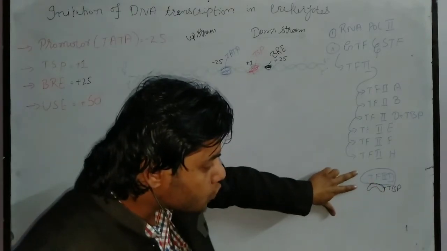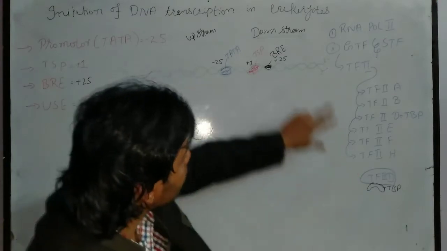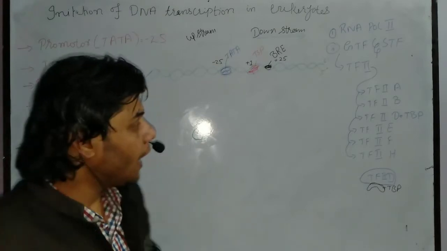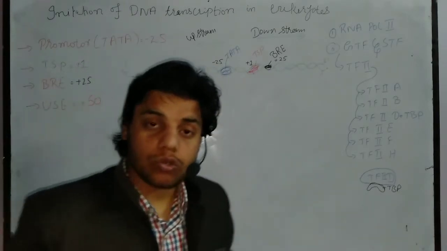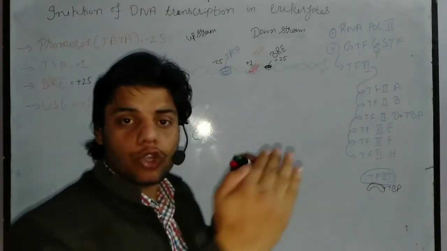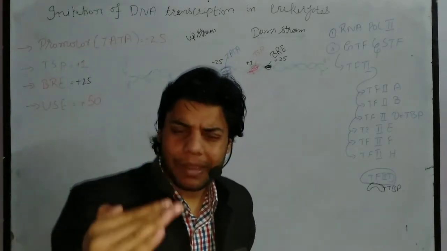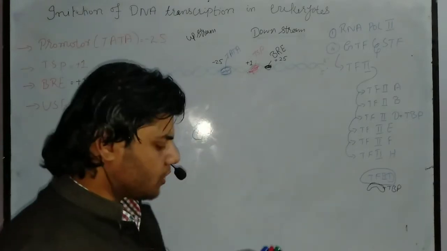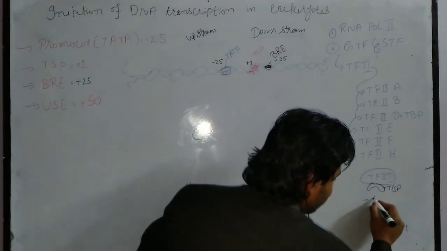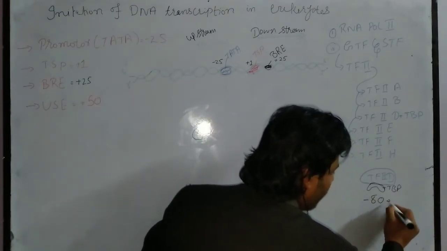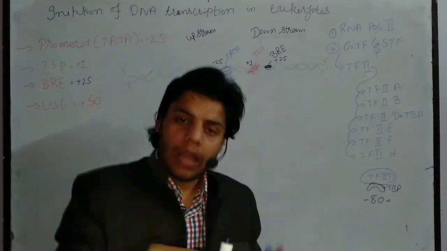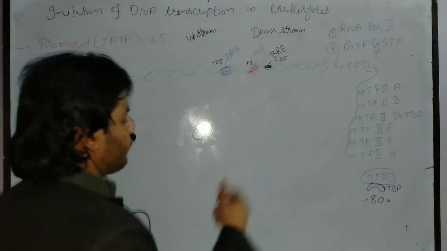So once these two proteins are bound with each other, then it will bind to this TATA box region. And once it binds to the TATA box region due to its high affinity, it will cause the DNA to be bent at minus 70 or 80 position. I forget the exact angle, so almost minus 80 angle. At that angle, the DNA will be bent. Now, why does the DNA bend? I will explain the reason behind that after a few minutes.